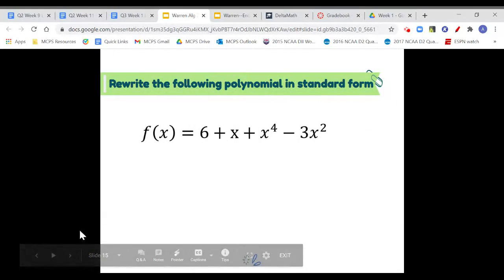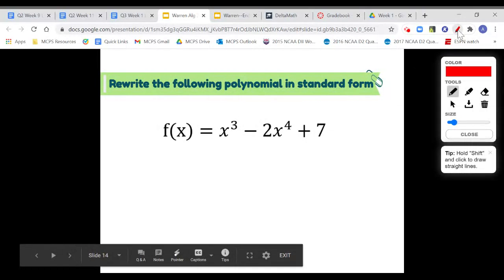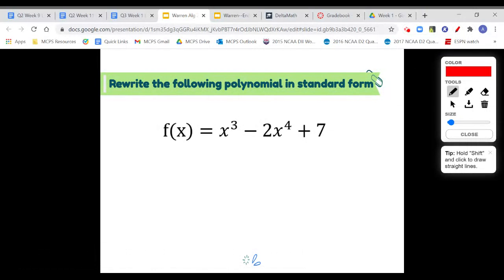Here's an, oh, I literally read the instructions wrong. We're going to come back to this one. So no, it's not in descending order, but it actually asks us to write this in standard form. So that's a good skill to have.